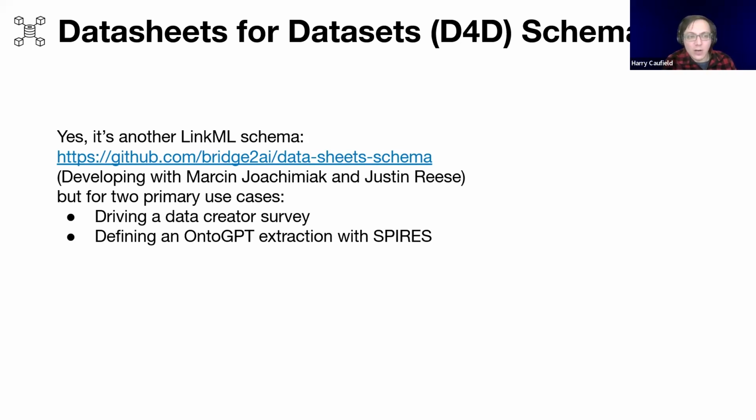The first of which would be to drive a manual survey for data creators, where essentially you'd be presented with a series of questions, and then you'd fill them in. After the fact, if you had a response that could be linked back to a consistent identifier, well, that's exactly what the survey would do. Now, that naturally leads into the more automated approach driven by something like OntoGPT with the SPIRES method, which attempts to extract the answers to the questions based on a schema, and then align them with consistent IDs.